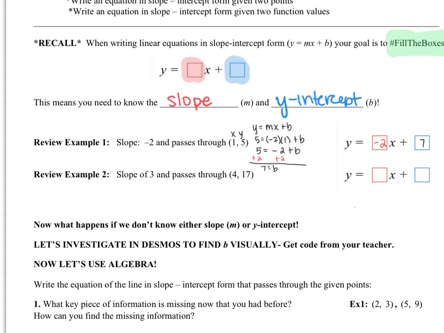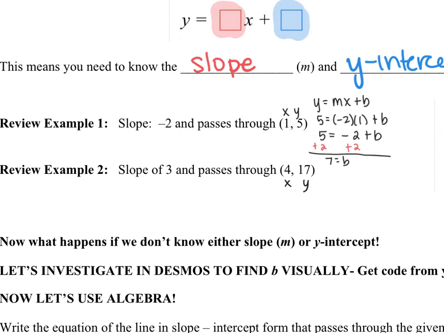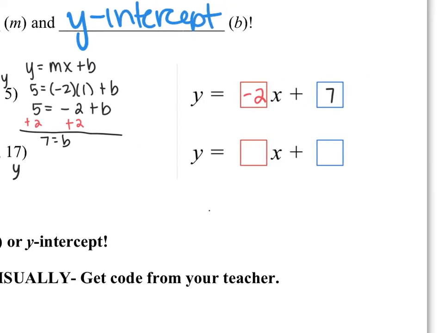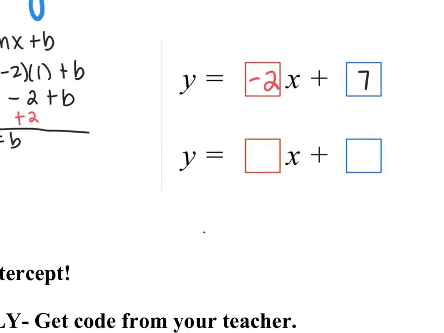Next, I know that my slope is 3 and that it passes through the point (4, 17). Again, that point is not my y-intercept, so just like I did before, I'm going to use my slope-intercept equation. I'm going to replace y with 17, m with 3, x with 4, and figure out what b equals. 3 times 4 is 12. And then when I subtract 12 from both sides, I know that b is 5. But I have to make sure I come over here and fill those boxes. And for this problem, again, my slope was 3 and my y-intercept was 5.